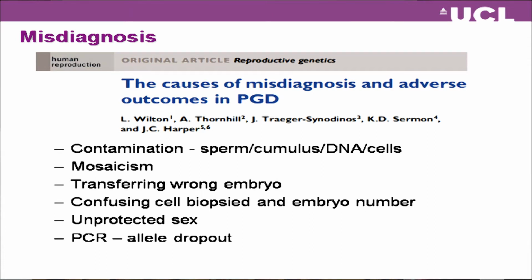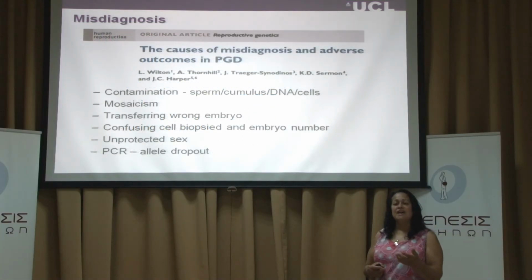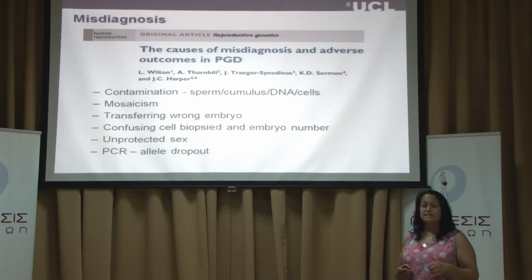And here it says unprotected sex. These couples going through PGD are mainly fertile. When we do the egg collection, we might not collect every single egg from the ovaries, and any egg we don't collect would be ovulated naturally at some point. If the couple have unprotected sex around the time of the egg collection, they could get a spontaneous pregnancy. And we're certainly aware of some cases where that's happened.